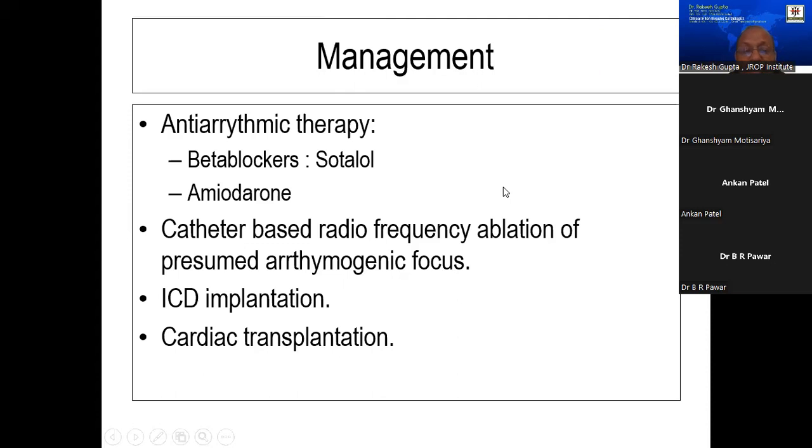We cannot ignore these patients because they have a very high risk of tachyarrhythmias. As I showed in the picture, when we were examining the patient, she went into tachyarrhythmia, reverted by DC shock. So we either use sotalol or amiodarone, or we do a radiofrequency ablation, which is not always easy. And the majority of the time, the patients land up with ICD implantation.